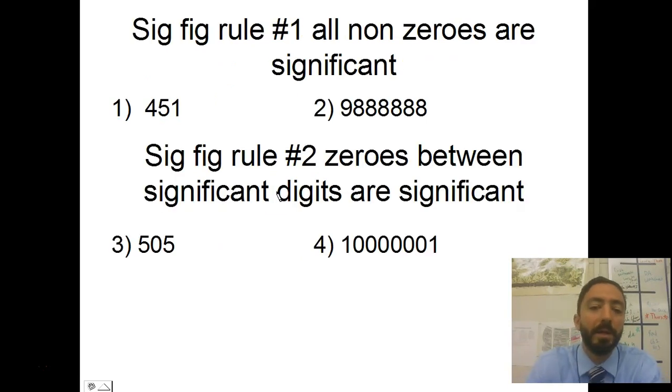First rule is very simple. Anything that's not a 0, a 4, a 5, a 1, those are all significant digits. And so this would have 3 sig figs in it. I'll let you solve number 2 on your own.